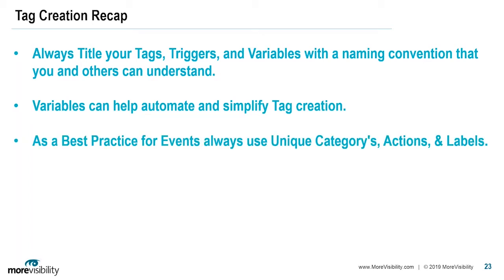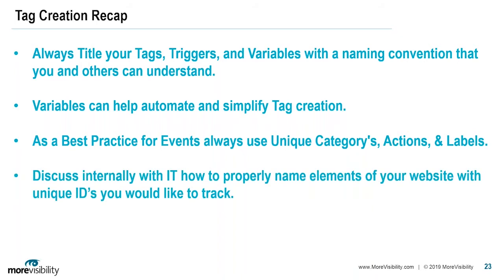As a best practice for events, always use unique categories, action, and labels. This is going to be very helpful when you're in your event reporting within Google Analytics and are able to see the different events that are happening. This will also help streamline marketing initiatives that you could be tracking and not get them confused. Every year you might be running similar marketing initiatives, so being able to date them with unique categories, action, and labels is always very helpful.